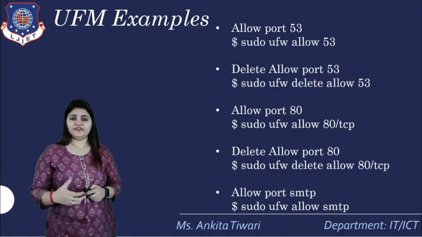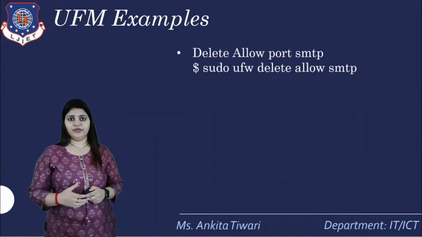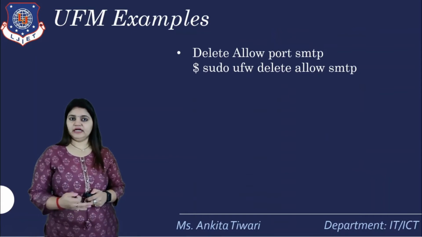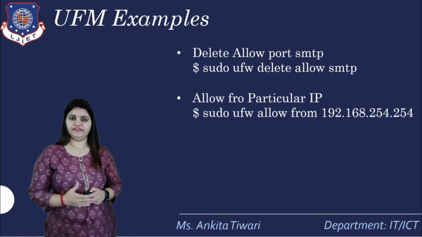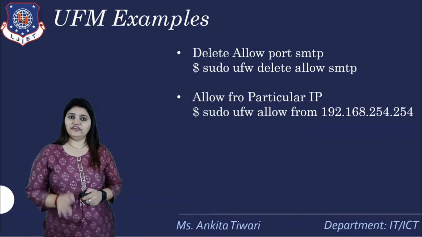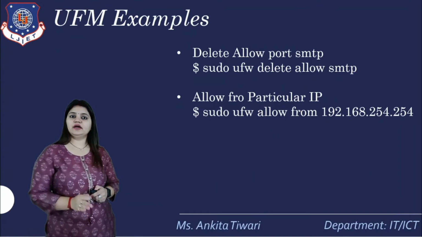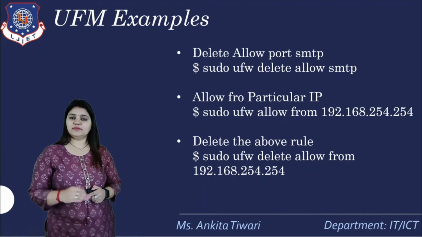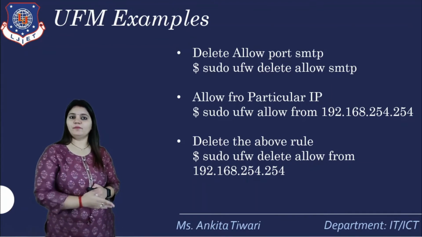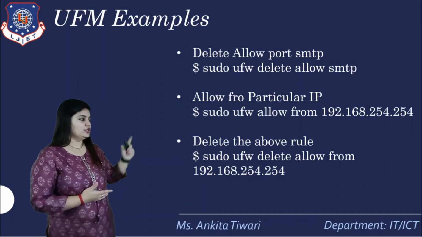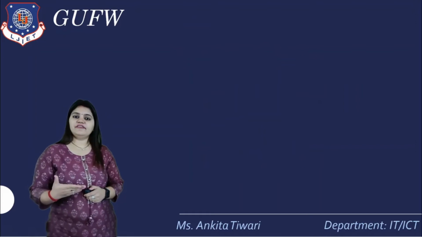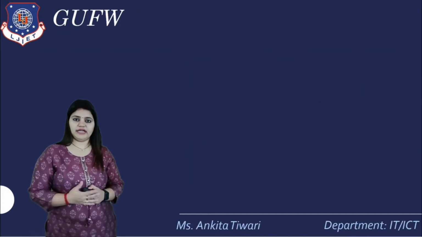So these are different examples that I'm showing you. Then suppose we want to delete the allow rule for SMTP, directly we can write ufw delete allow smtp. Then allow from a particular IP, ufw allow from that particular IP. Then delete the above rule. Suppose I want to delete the rule that I have already defined, that means ufw delete allow from that IP address that I used in the last example. So these are the things that we can do in UFW with command line arguments.